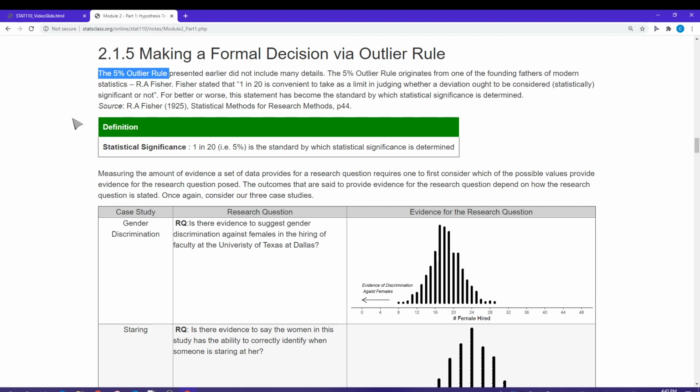If I have somebody else in business school, they're going to use the 5% rule in evaluating their evidence. If I have somebody in biology, they're going to use the 5% rule in evaluating their evidence. So that rule is very much ingrained in the process of establishing statistical significance.